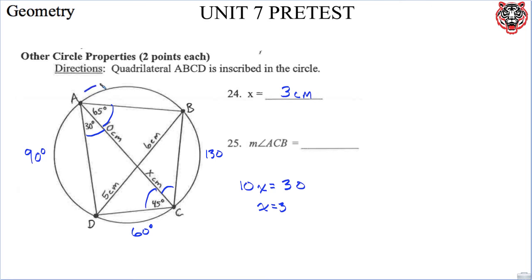You'll notice that we have one missing arc length up here, so I just do all of these, add them up, and subtract from 360. So 90 plus 60, that's 150, plus 130 is 280. So 360 minus 280, that's going to be 80. So we know that this arc length up here is 80, and this inscribed angle that we're looking for is half of that, so it should be 40 degrees.